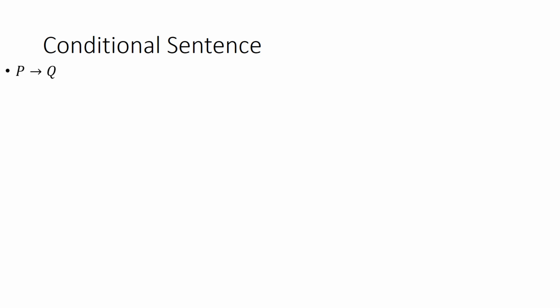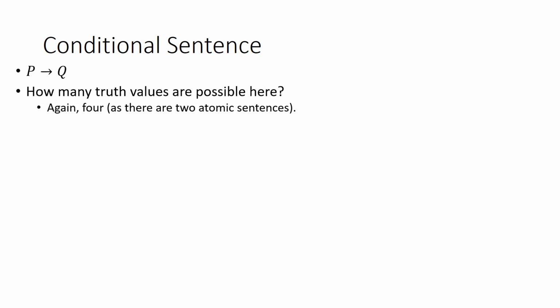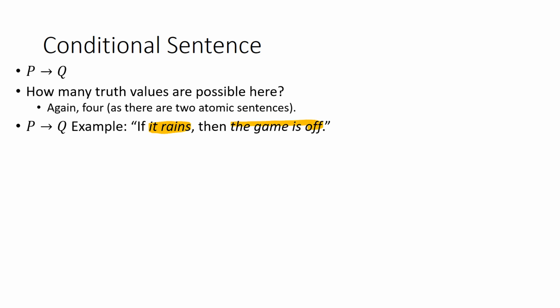Next up is our conditional, if P then Q, or P implies Q. How many truth values are possible here? Again, there are 4, as there are only 2 atomic sentences. Here's an example. If it rains, then the game is off. It rains is the antecedent, that's P. The game is off is the consequent, that's Q. The first 2 truth value combinations are pretty straightforward, they're pretty easy. The last 2 are a little bit confusing.